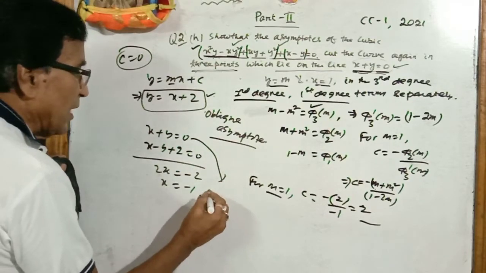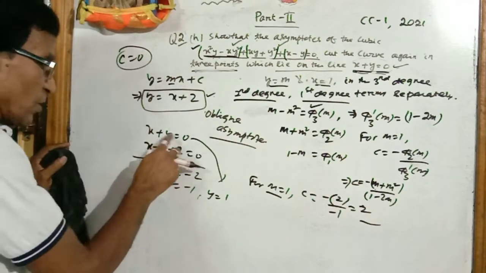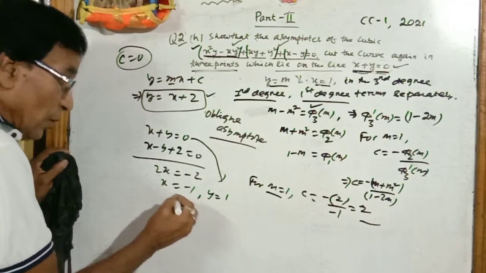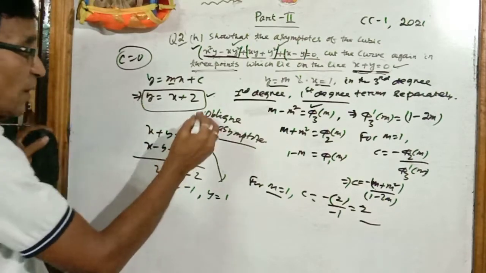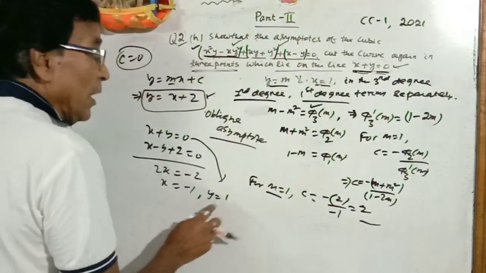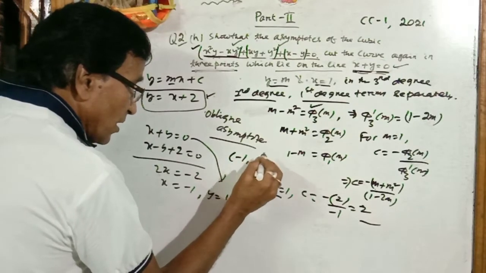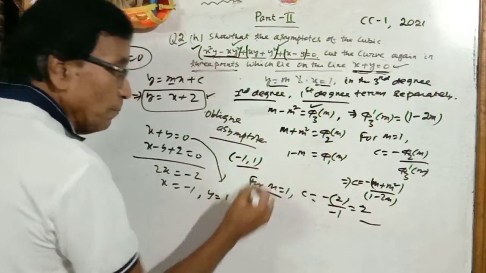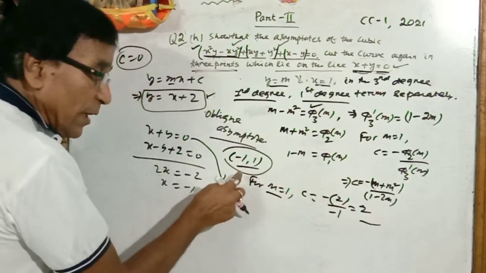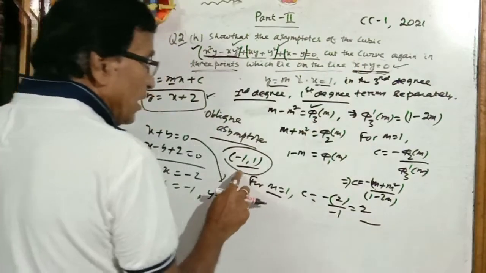The corresponding value of y is plus 1, because y is equal to minus x, meaning y is equal to 1. So the point of intersection of this oblique asymptote with the line x plus y is equal to 0 is minus 1, 1. This is the point of intersection. Minus 1, 1.